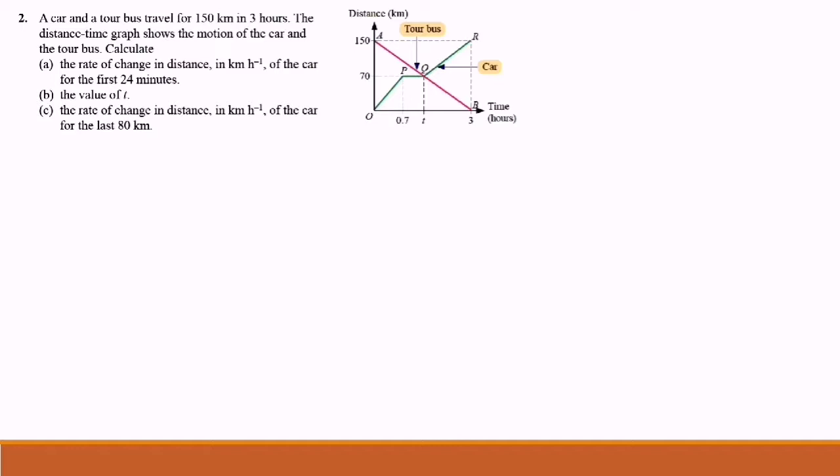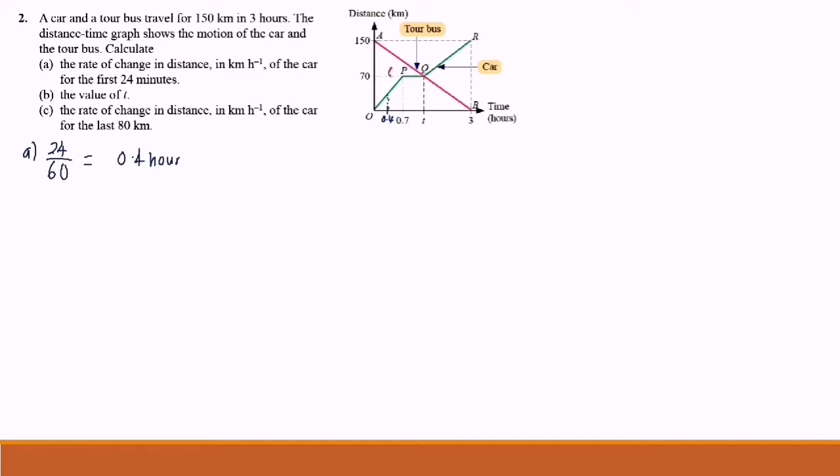To answer question A, first we need to convert minutes to hour. 24 minutes divided by 60 equals 0.4 hour. Now we need to find the rate of change in distance in kilometer per hour of the car for the first 0.4 hour. As we know, the rate of change in distance we can find from the gradient of the graph. So the gradient of the first 0.4 hour equals the gradient for the first 0.7 hour.